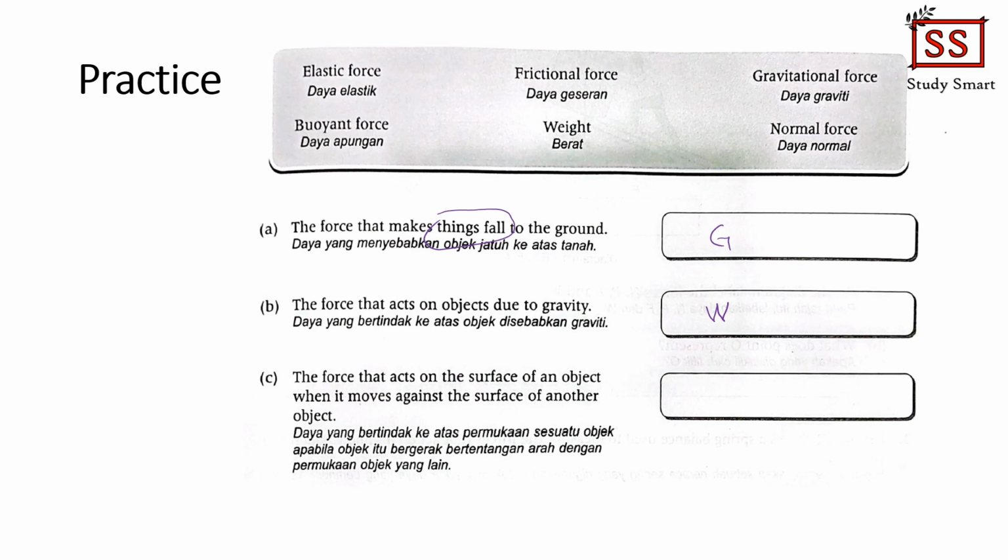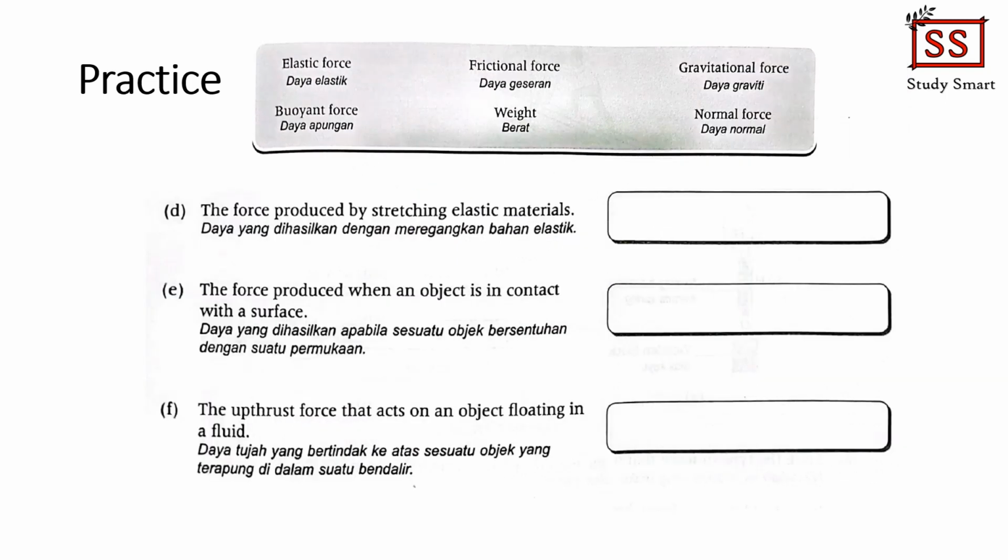C, the force that acts on the surface of an object when it moves against the surface of another object. Please think, what is this force? Yes, it is frictional force. Frictional force is the force that acts on the surface of an object when it moves against another surface. Next, the force produced by stretching elastic materials. Very easy. Here they already give the keyword, elastic materials. So it is elastic force.